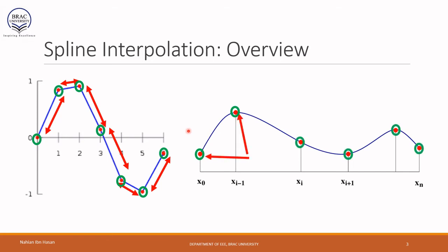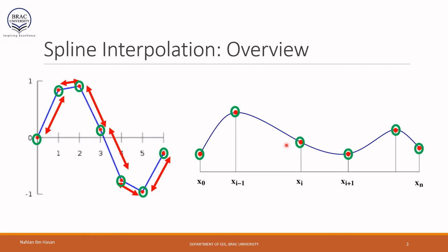So there are 6 data points. In the first case, between the first 2 data points, we are fitting a second order polynomial here. Similarly, in this interval between the second and the third data point, we are fitting a second order polynomial again. Similarly, for the other intervals, we are again fitting a second order polynomial. So that's the spline interpolation. We are just fitting a specific kind of curve between each interval.